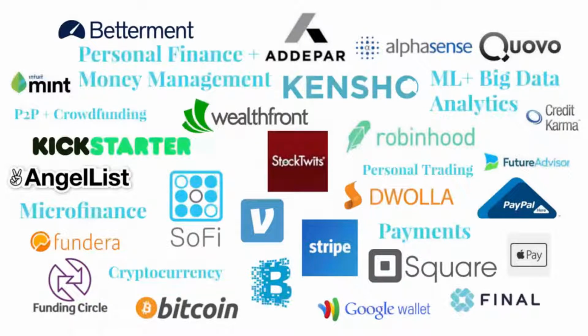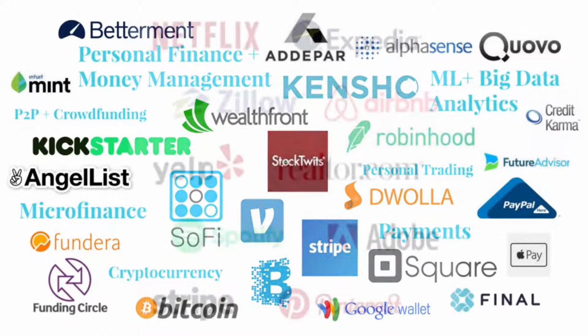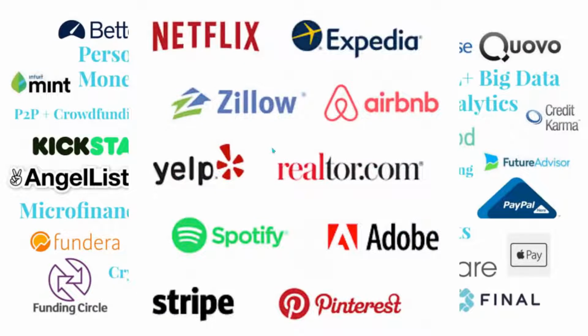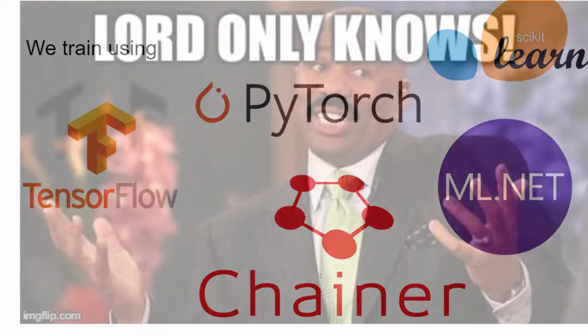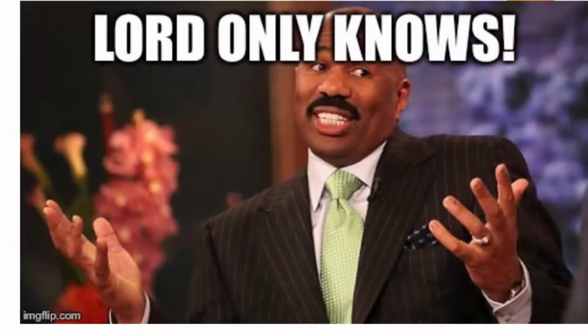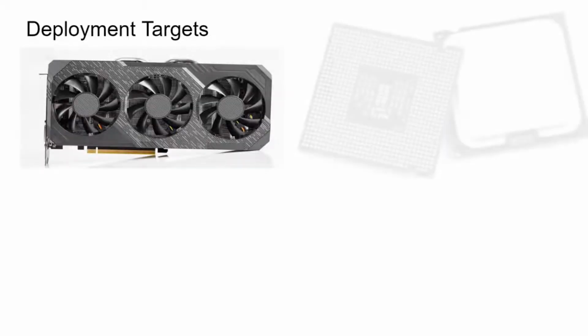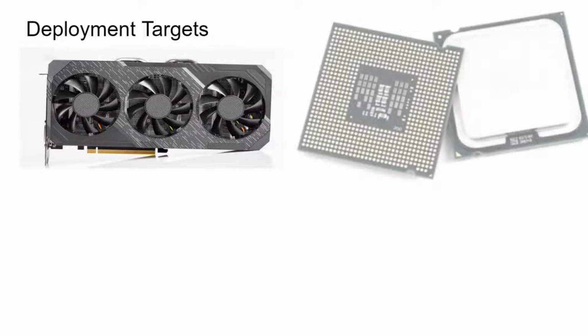So a lot of these companies are using it, and a lot of these companies are actually building out a lot of insights here. We train using different processes, models, and different frameworks. So ML.NET is .NET with ML and things like that. Chainer, PyTorch, sklearn, TensorFlow Lite, you name it, it's there. Lord only knows that because we don't know who is good and what. So deployment targets keep differing. That's what I was saying about.